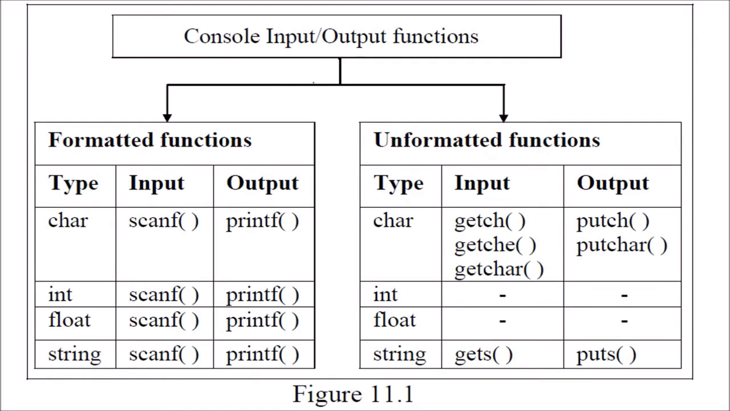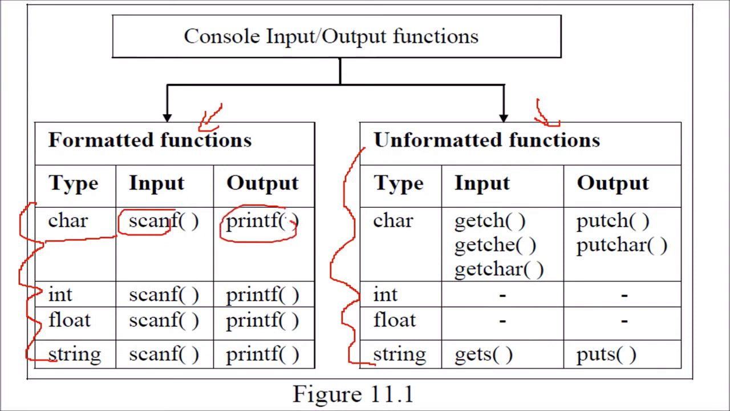First of all, let us know the console input-output functions. They are formatted functions and unformatted functions. In the formatted functions, the types are character, integer, float and string. In the unformatted functions, we also have character, integer, float and string. In the formatted functions, we have scanf for input and printf for output, for all the types. For unformatted functions, for character input we have getch, getche and getchar. For output, we have putch and putchar. We don't have anything for int and float. But for strings, we have gets and puts.